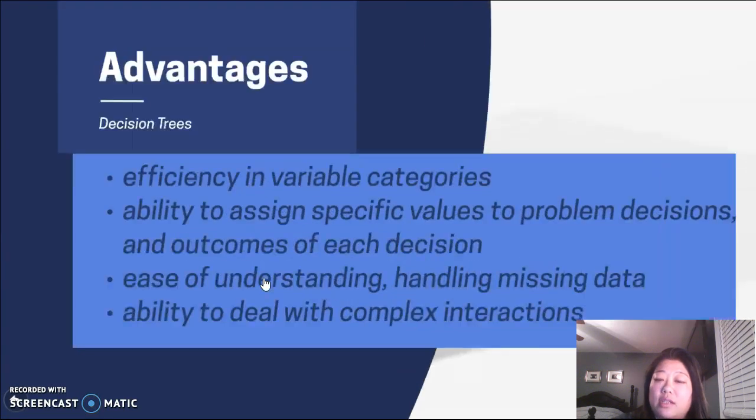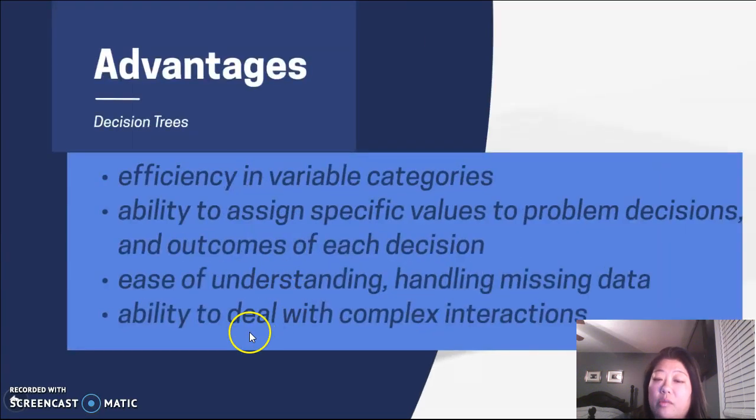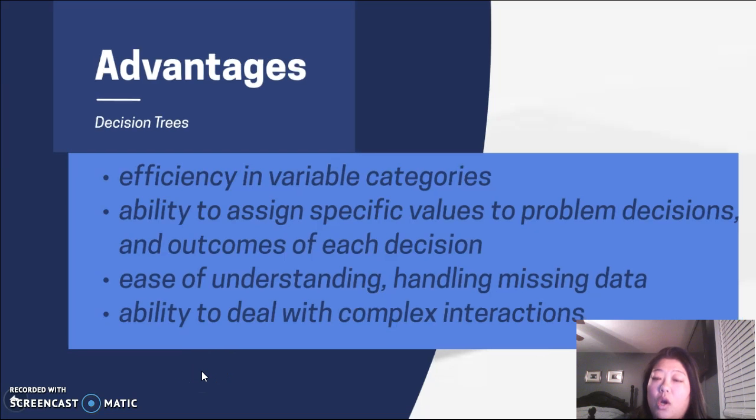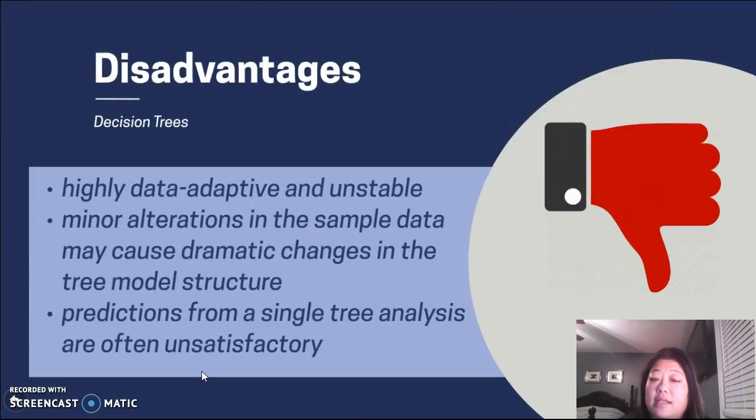Some of the advantages include efficiency in variable categories, its ability to assign specific values to problems, decisions, and outcomes of each decision, ease of understanding and handling missing data, and ability to deal with complex interactions. One of the drawbacks of the tree model is that they are highly data adaptive and unstable, meaning that minor alterations in the sample data may cause dramatic changes in the tree model structure. Also, predictions from a single tree analysis are often unsatisfactory.